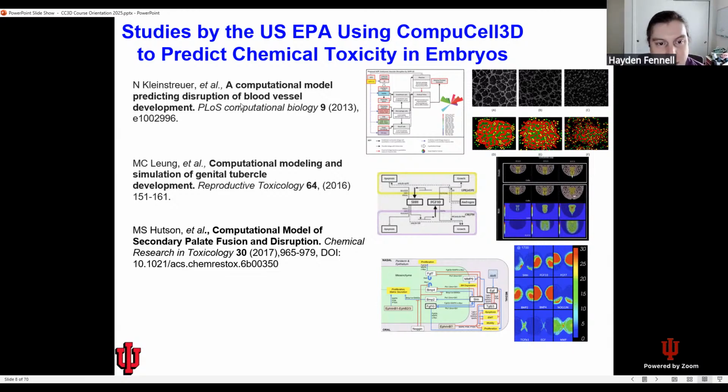It's also been used for computational modeling and simulation of genital tubercle development and how that's disrupted by chemical imbalance, as well as a computational model of secondary palate fusion and disruption. This is chemical disruptions during development that cause the disorder known as cleft palate, and how the interruption of that palate fusion results in that prognosis. Again, with the intention of understanding how exactly the chemical imbalance causes that problem and how we can readjust it with medication if it's caught early enough.